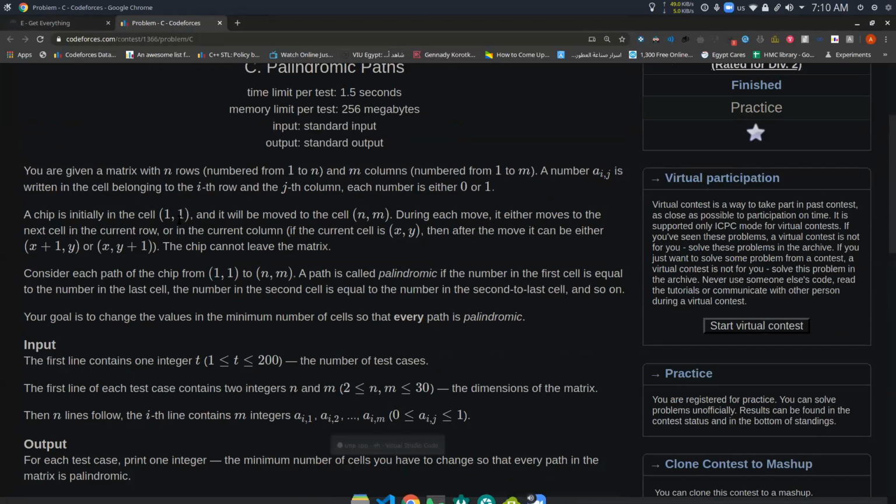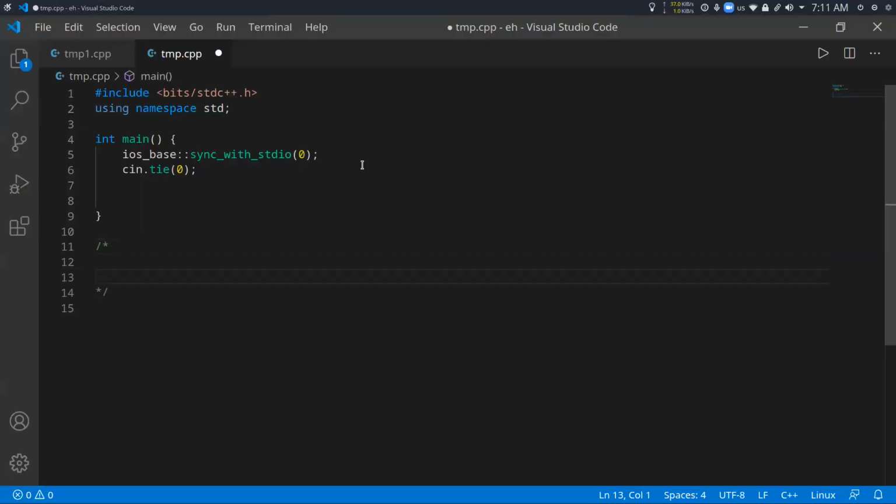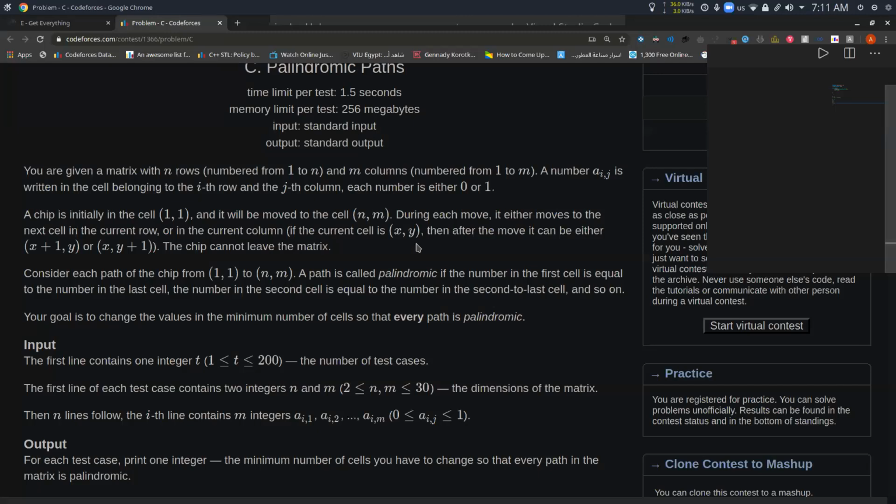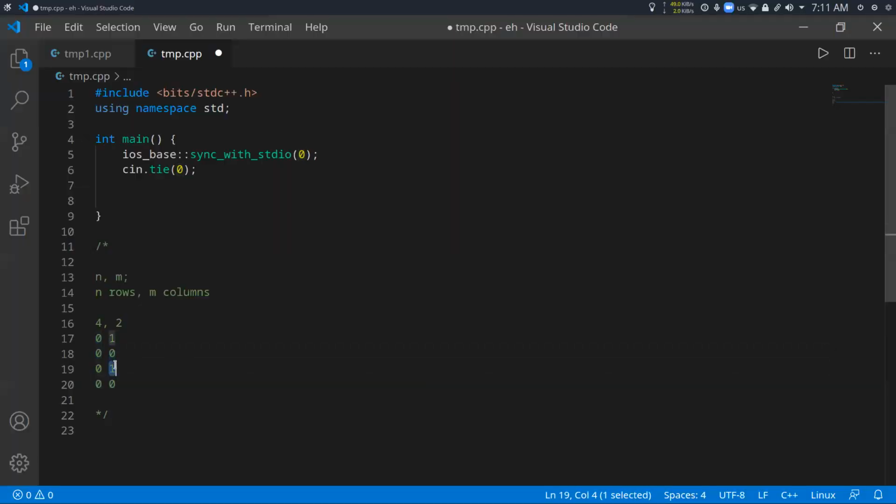So if N equals 4 and M equals 2, then we will have four rows and 2 columns. It will be something like this. The given matrix is a binary matrix, that means it only contains 0s and 1s. At each cell of the matrix, it's either 0 or 1.